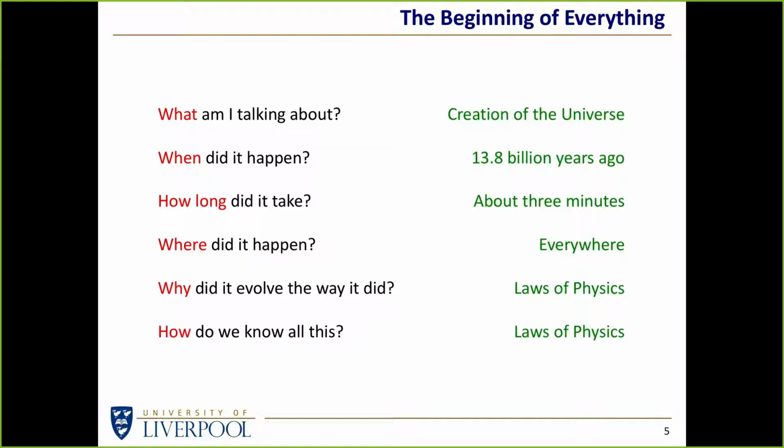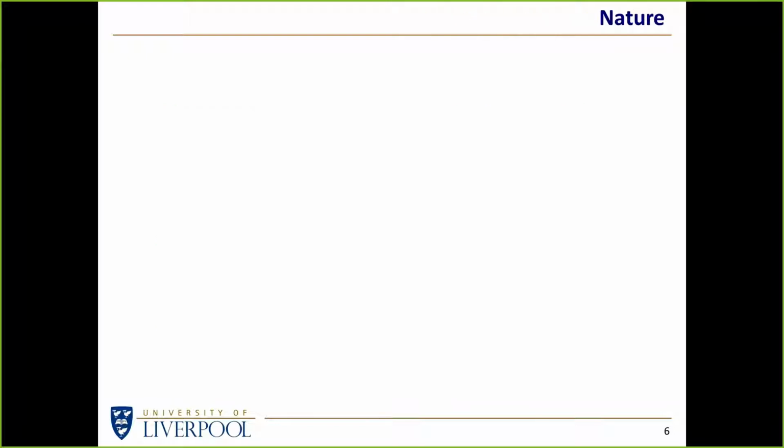How do we know all of this? Again, because of the laws of physics. If the laws of physics are wrong, then trash everything I'm going to say in the next hour or so. But if we believe the laws of physics, then we should be able to trace the evolution of the universe from the Big Bang to something close to the present day. So let me say a few words of introduction.